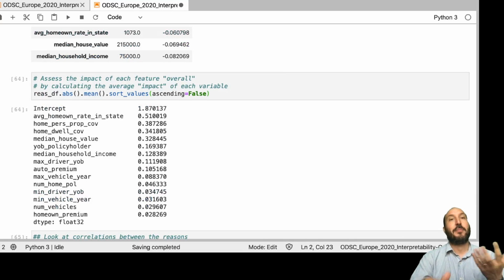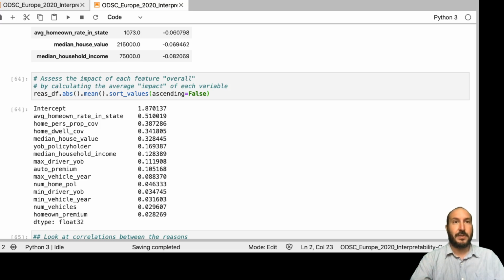So if you were trying to make a product where you're trying to explain to someone why you think this person is likely to buy an umbrella policy, telling them about the home dwelling coverage and the home personal property coverage and breaking out into this level of detail might not be very user-friendly. It might not be something they want to think about. You might want to, but a lot of these things are related, right?